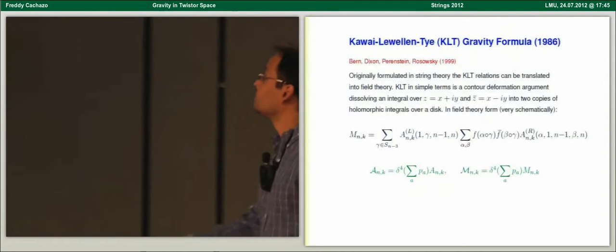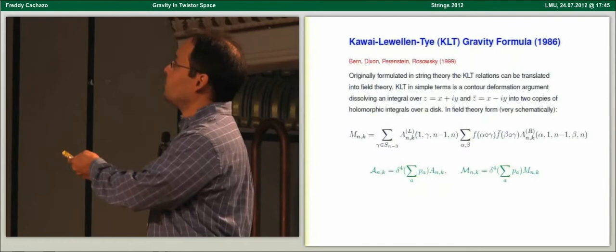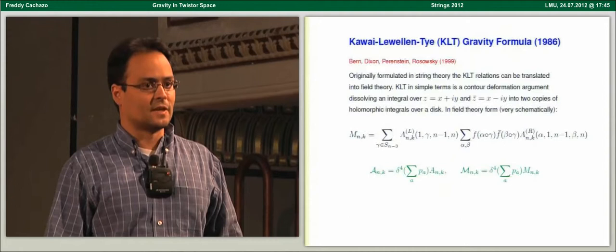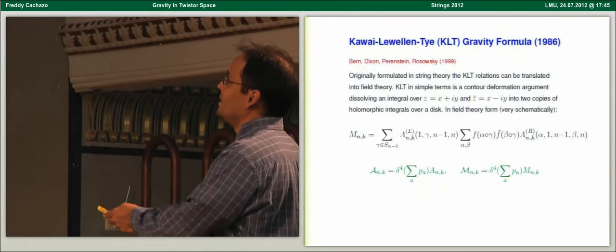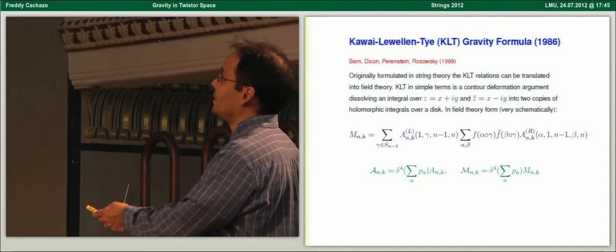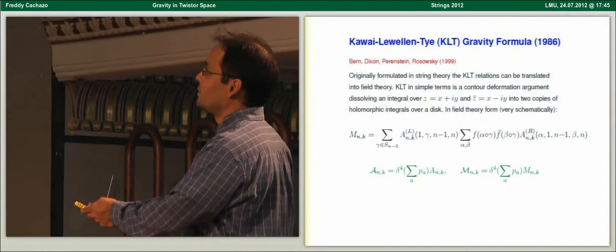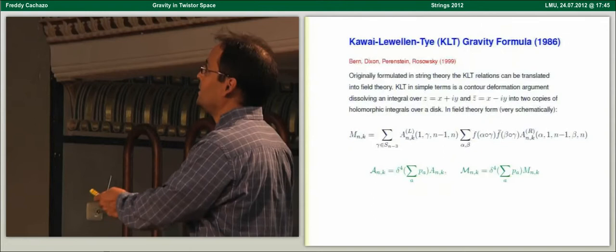Of course, if these were full amplitudes, we would have two copies of momentum conservation delta functions, and this formula would not make any sense. That's why I've been careful to define an amplitude stripped of the momentum conservation in each case, and the KLT relation only relates amplitudes without momentum conservation. So curly A and curly M represent amplitudes that contain momentum conservation, and in the KLT relation, only the ones without momentum conservation enter.